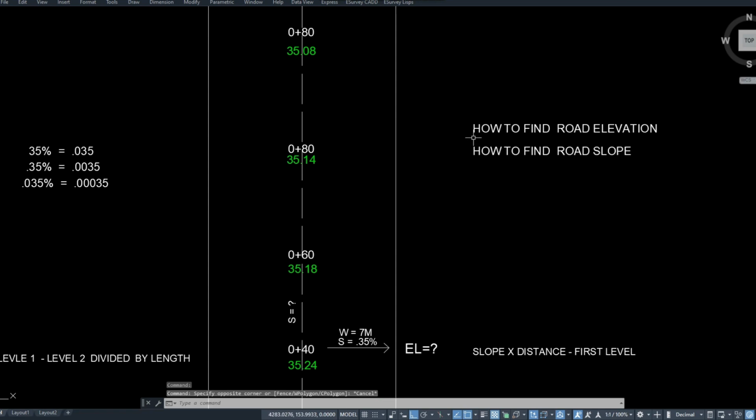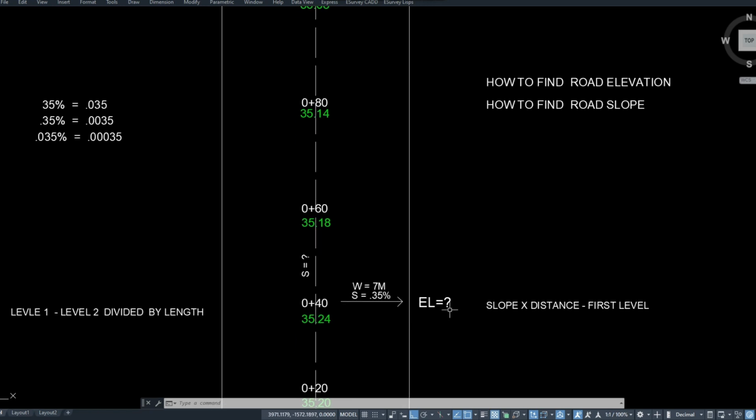Let's learn how to find road elevation and how to find road slope. Here we have two examples. First we will find road elevation, then we will find road slope. Let's start with the first one.